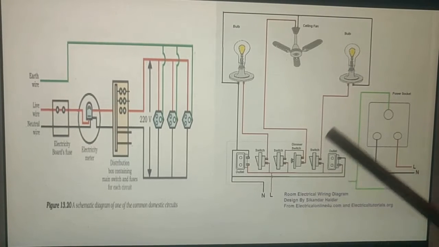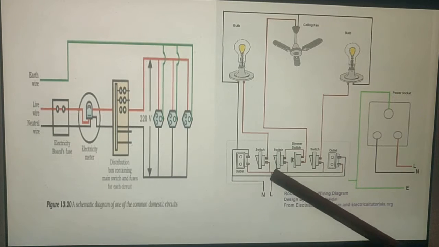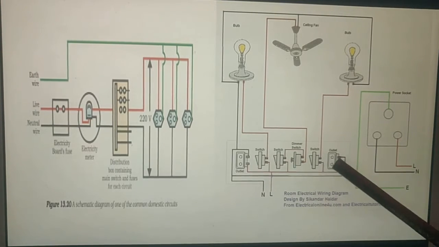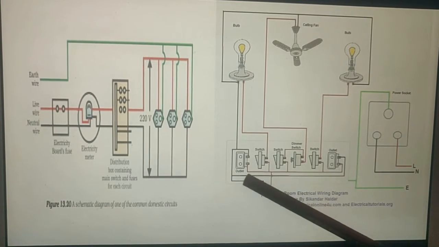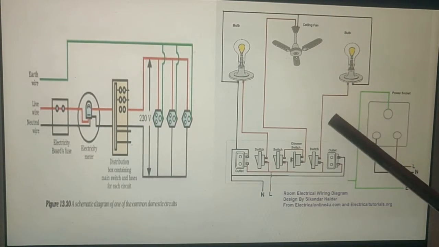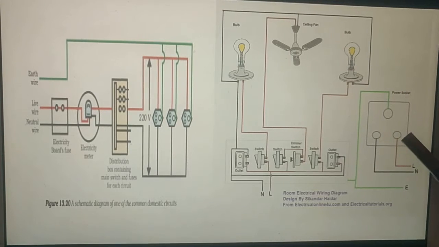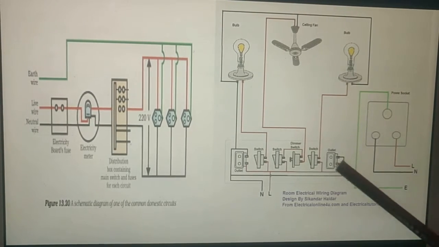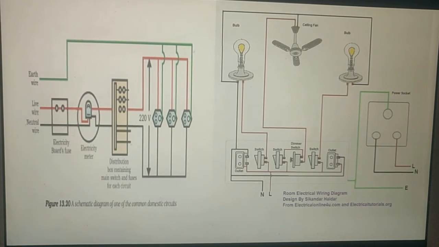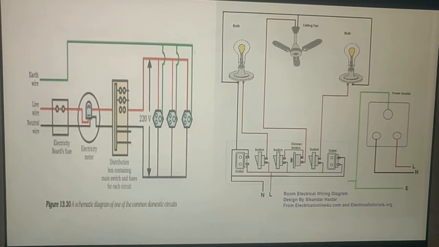Let us see. Neutral and live wire is coming. Live wire has all the switches, and this neutral wire is directly connected to all the appliances. If this bulb is to open from here, the socket is here, and in this way we can see live, neutral and earth. Earth wire is also attached to all of them to minimize the effect of current if somebody touches that.